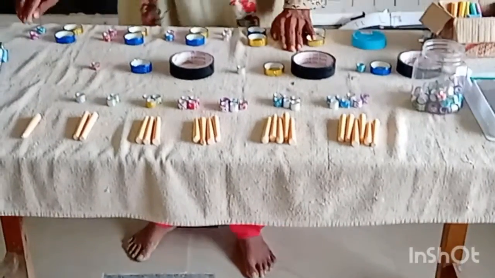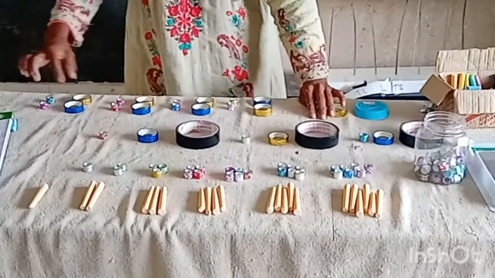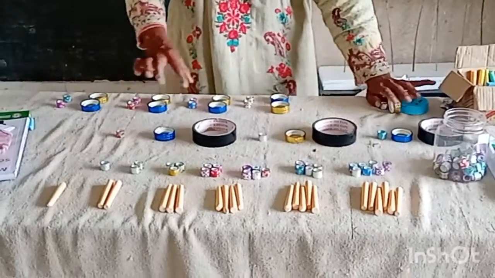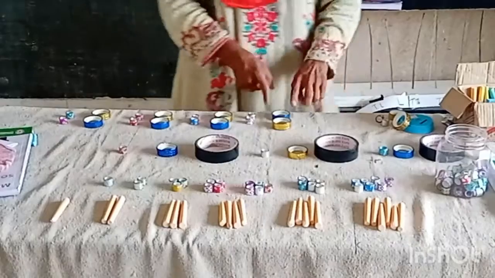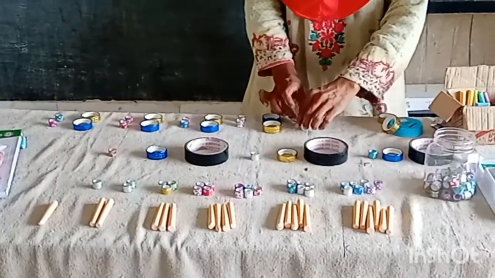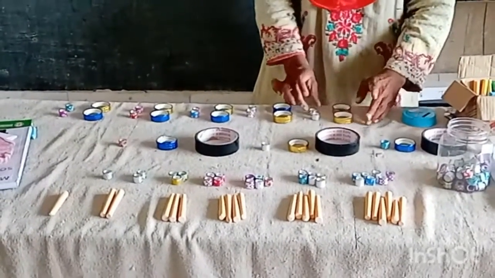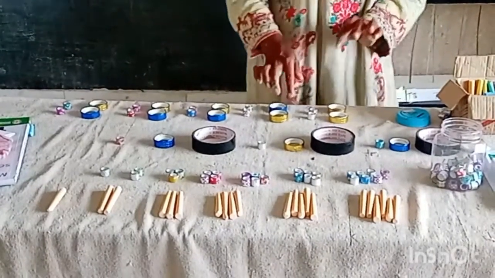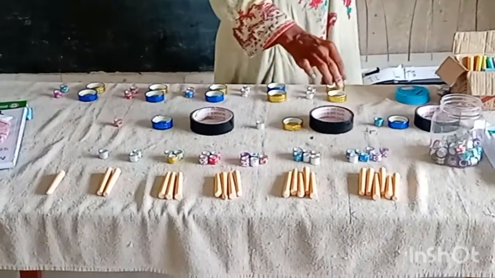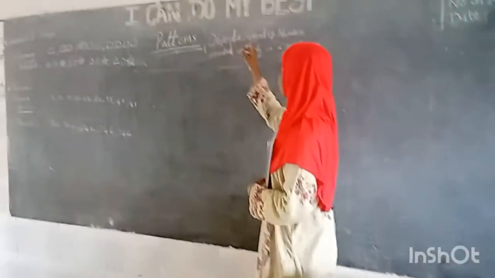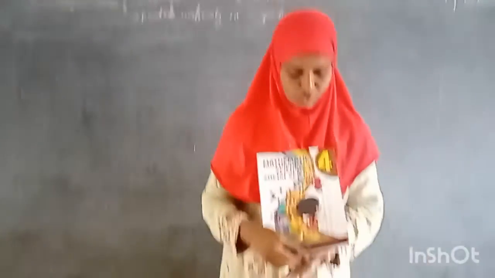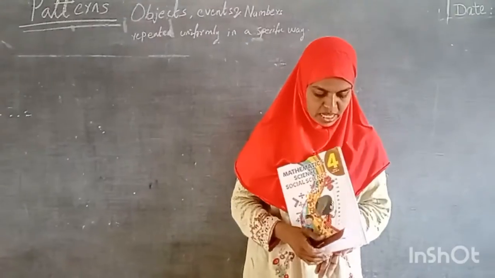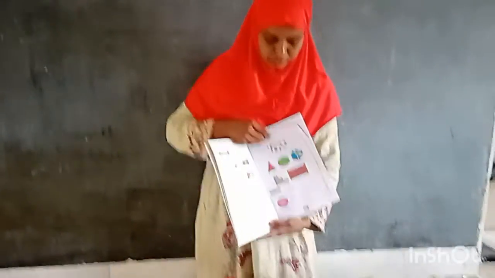Similarly, you can check here. See, there are 2 small tapes, 2 big tapes, 2 small, 2 big, small. So it is repeated again and again in a straight line with a shape. Next to this, surely it has to be 2 small, then 2 big tapes. It is also a pattern. Right? Okay? We understood about the patterns. Patterns are formed with objects, even and numbers, repeated uniformly. When these are repeated uniformly in a specific way, the patterns are formed.